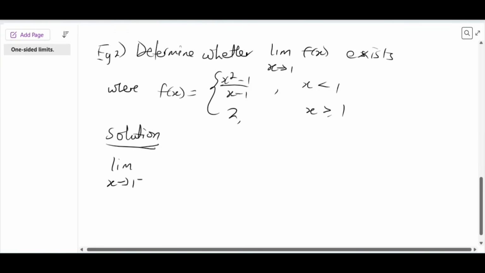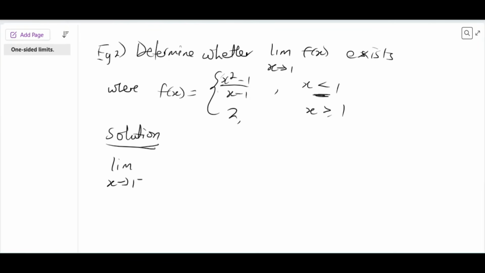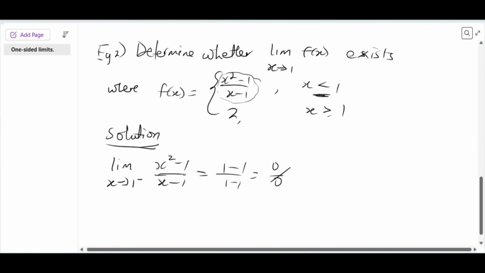The question is, which of these two functions am I going to use? If we are approaching 1 from the left, then we are looking at the x values that are less than 1. And clearly, this function fits that prescription. So for x less than 1, we pick this particular function. Then we use it to evaluate our limit. So we have x squared minus 1 over x minus 1. Now here you need to be careful, because when you substitute 1 into this, you are going to get 1 minus 1 over 1 minus 1, which is 0 over 0. And this is what we call an indeterminate form. And we don't want indeterminate forms as answers whenever we are evaluating limits.